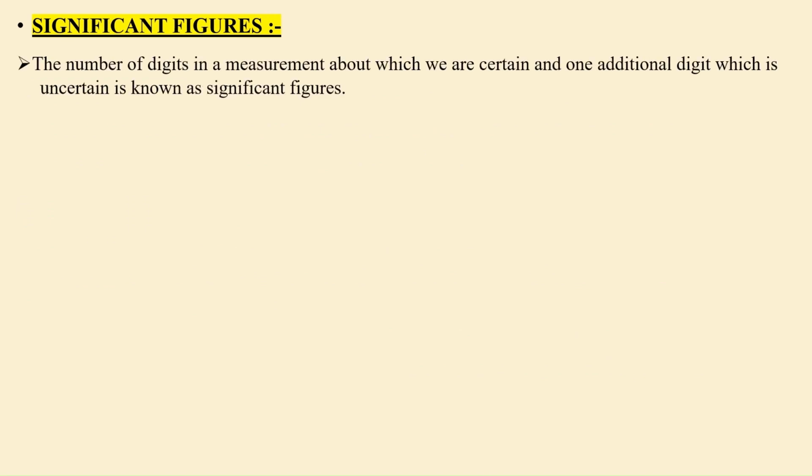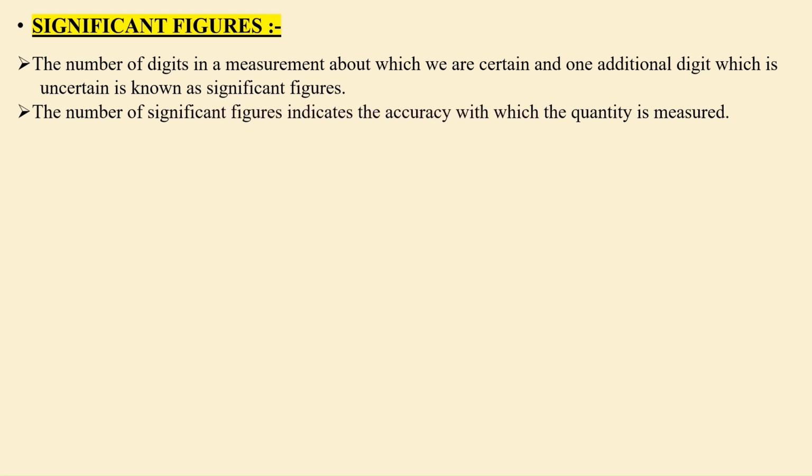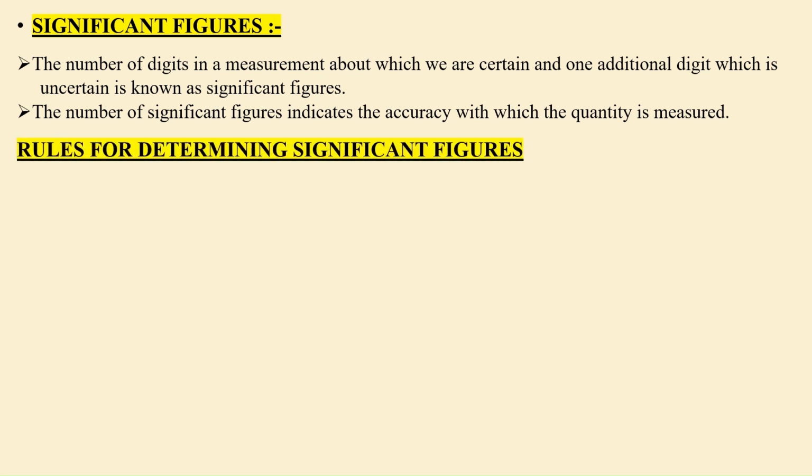Significant figures. The number of digits in a measurement about which we are certain, and one additional digit which is uncertain, is known as significant figures. The number of significant figures indicates the accuracy with which the quantity is measured. Rules for determining significant figures.